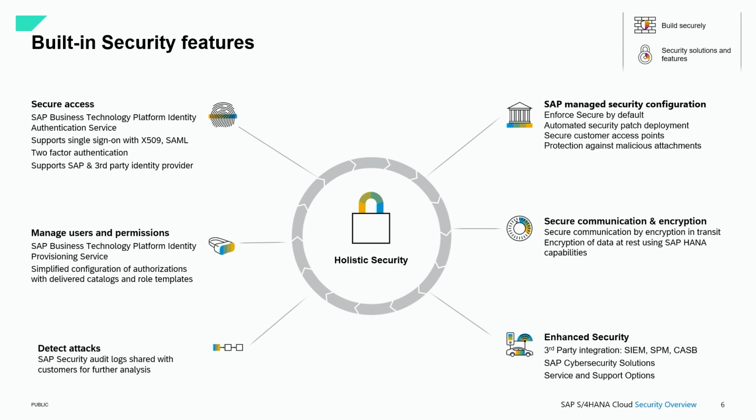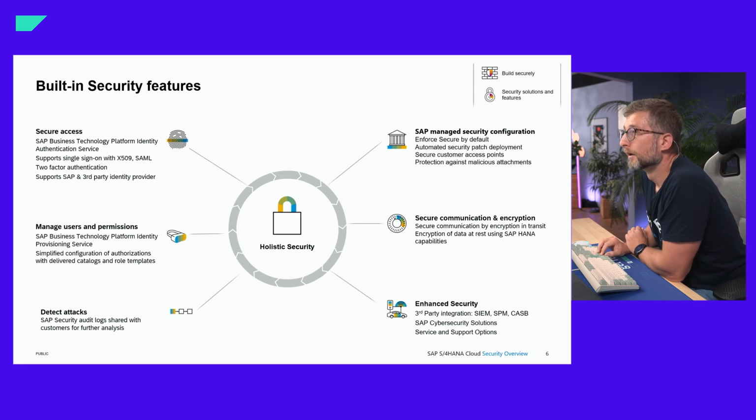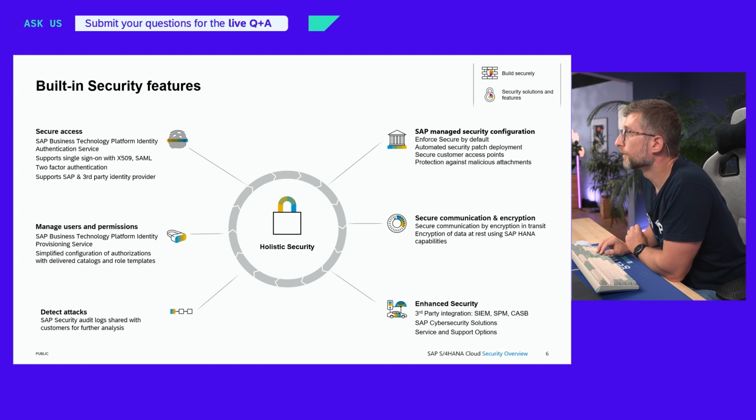Further, certain functionality that was available in, for example, the Business Suite is no longer available in S/4HANA Cloud Public Edition. For example, direct table access is a feature that is no longer available, where we have decided to manage our security configuration in a different way.